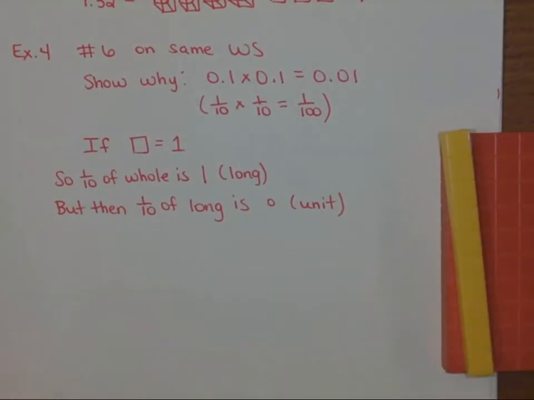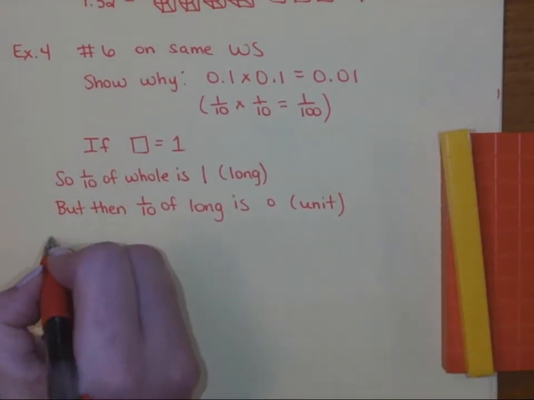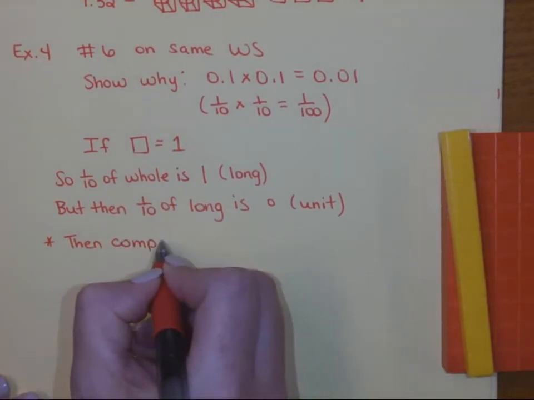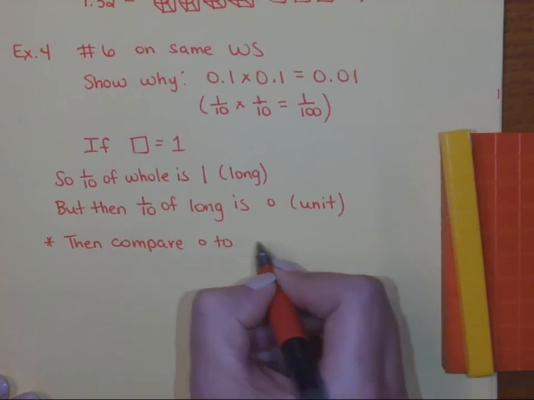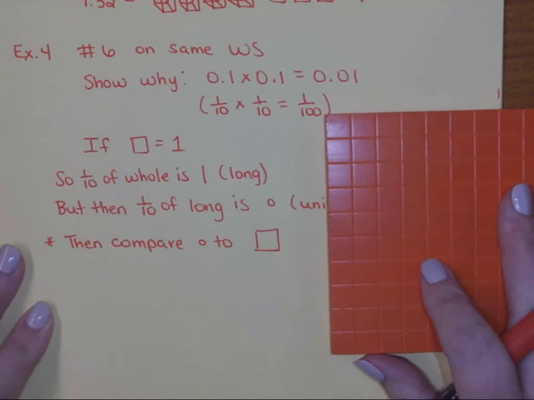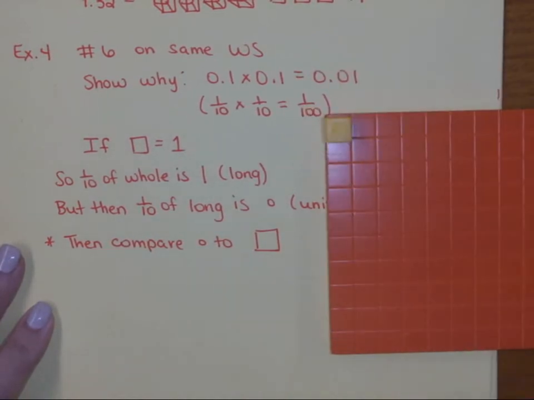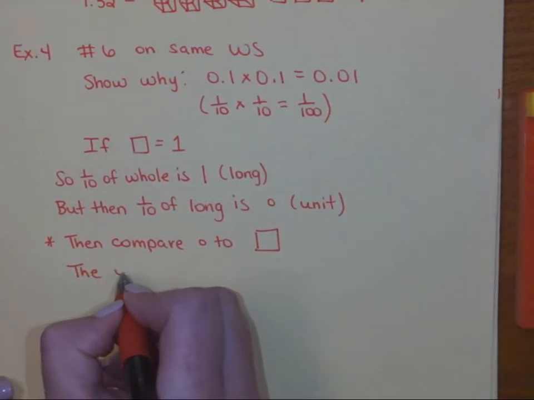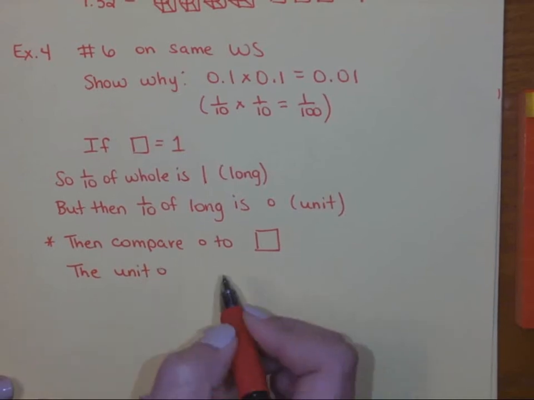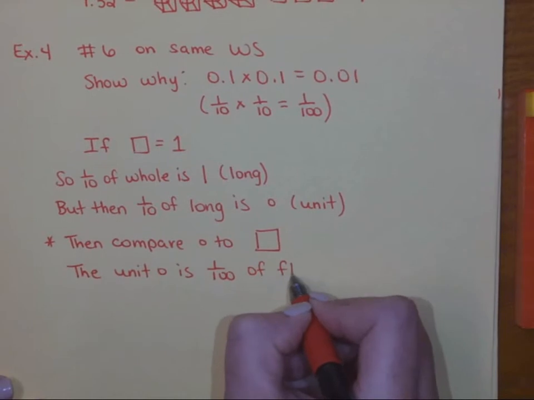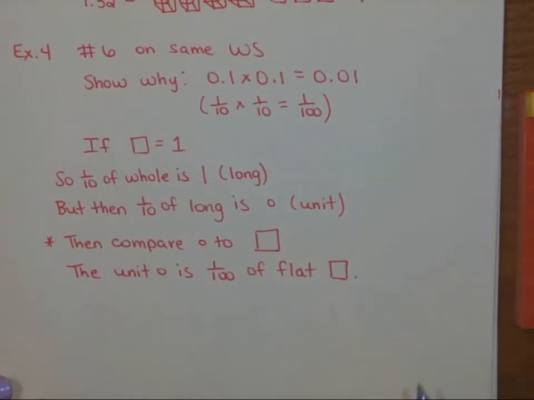Okay, so if we do a tenth of a tenth, here is where we're going to compare the unit to the flat. Okay, so we'll visibly do this here. So here's a flat. How does this little tiny unit compare? Okay, notice that it is 1/100th, right? So in the end, the unit, which looks like this, is 1/100th of the flat, which looks like this.